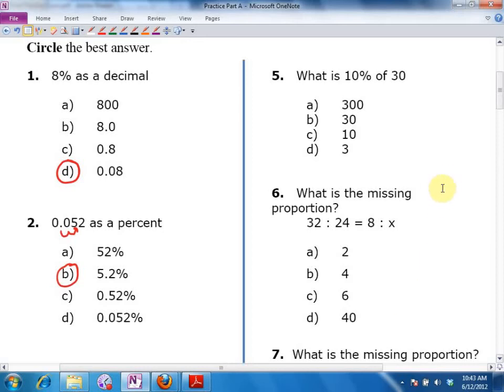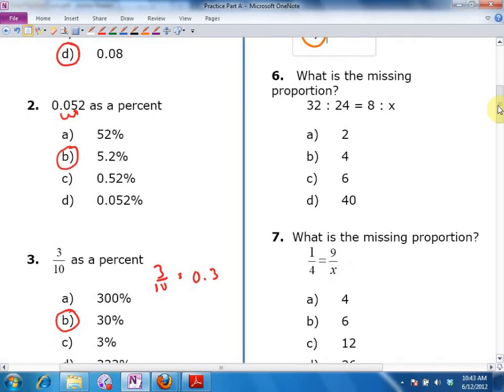Now, number 5, what is 10% of 30? Well, if I do 10%, what I have to do is change that to a decimal. So what decimal is 10%? It's 0.1 or 0.10, same thing. Of always means times, and 30. So 0.1 times 30 is going to be D, which is 3. That's right. Okay, yeah, well, 10% is fairly small, right? It's 1/10, so 1/10 of 30 is another way of thinking about it.